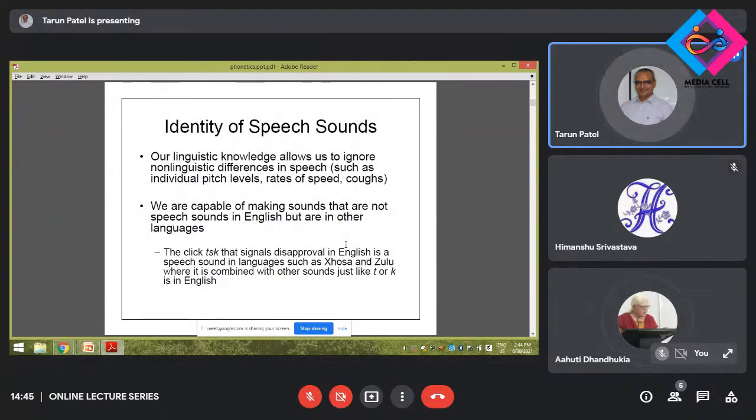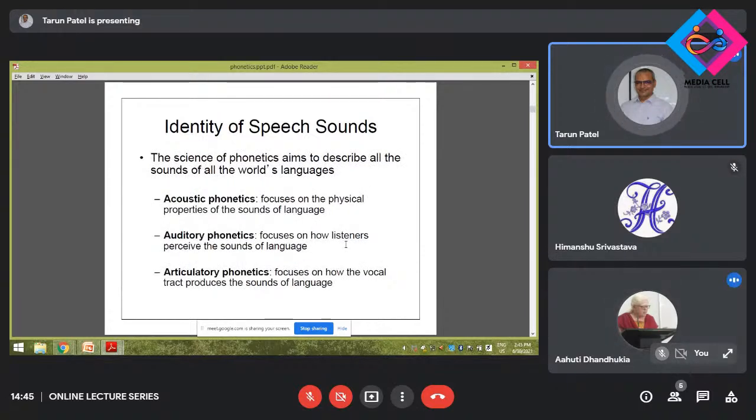Now, identity of speech sounds. Our linguistic knowledge basically allows us to ignore non-linguistic differences in speech, such as the individual pitch level that varies from person to person, the rate of speed at which words are spoken, or coughing. We are capable of making sounds that are not speech sounds in English, but are in other languages.